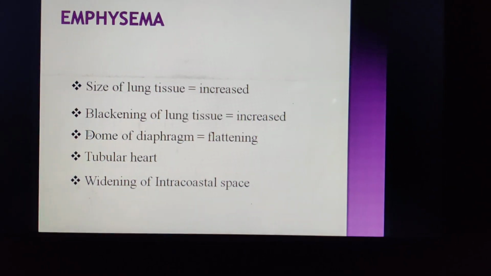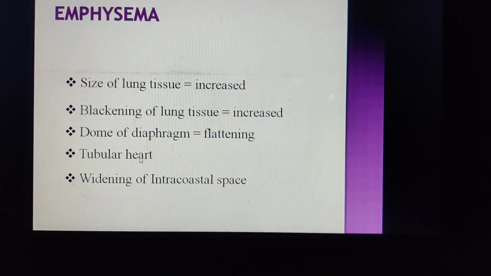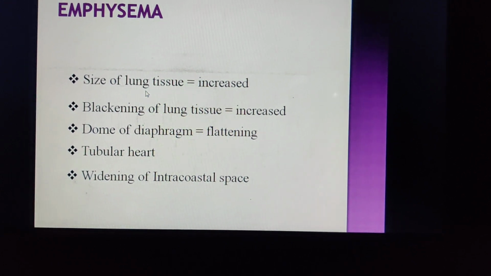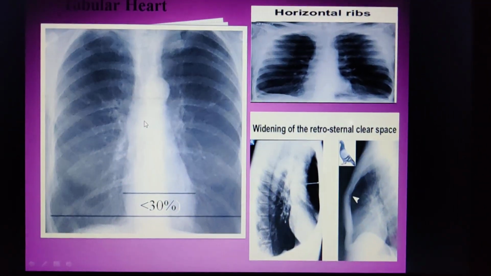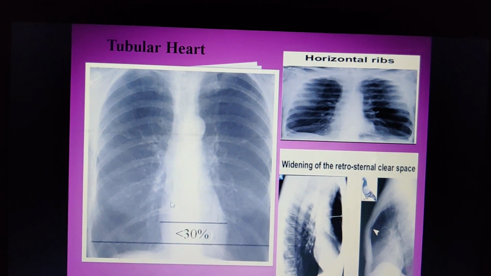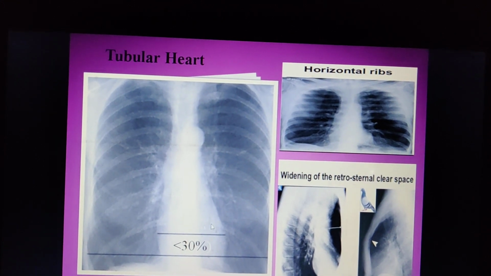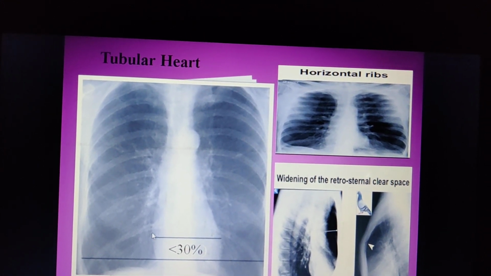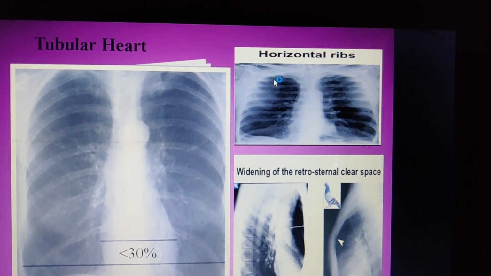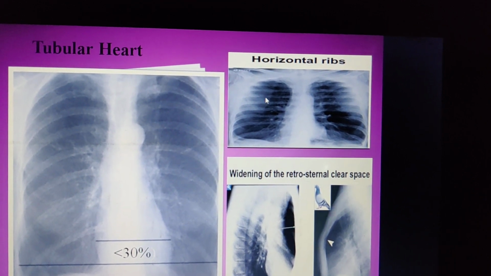Emphysema. In emphysematous lungs, there will be flattening of the dome of the diaphragm, there will be a tubular heart, and there will be increased blackening of the lung tissue, and the size of the lung will be increased. As in this picture, how can we say the heart is tubular? If the heart covers less than 30% of the transverse diameter of the thoracic cage, then we can say it is a tubular heart. In this we can see the inflated lungs and horizontal ribs. So the intercostal space will be reduced in case of emphysematous lungs.